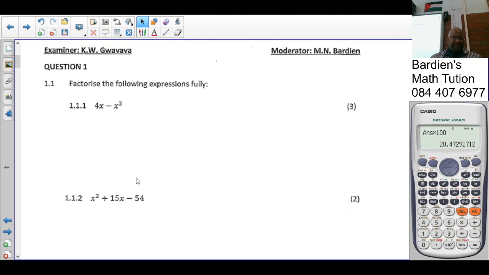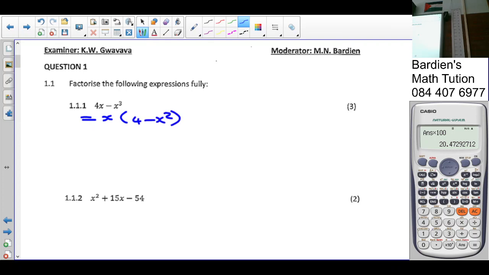So first question, it says factorize the expression fully. Factorize the expression. So, what do we do first? Common factor. So it's x into 4 minus x squared. So what do we notice here? So it's going to be 2 minus x, 2 plus x. And that's it. Or x into 2 plus x and 2 minus x.